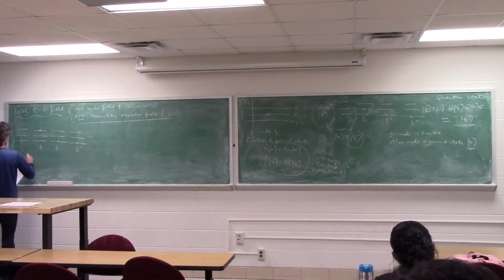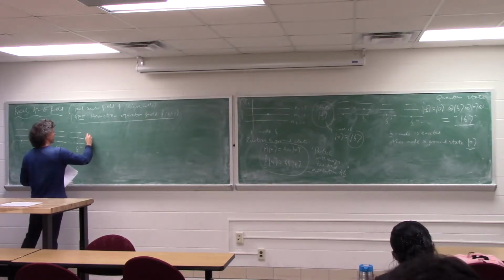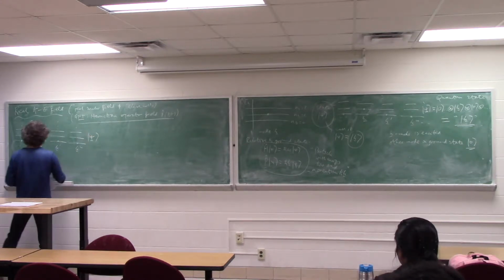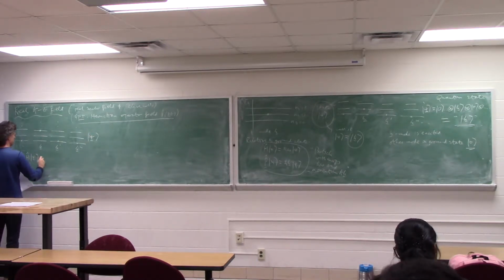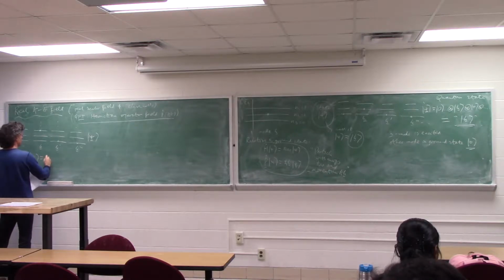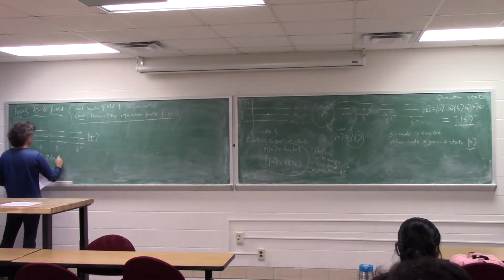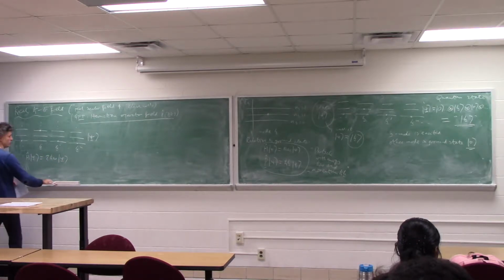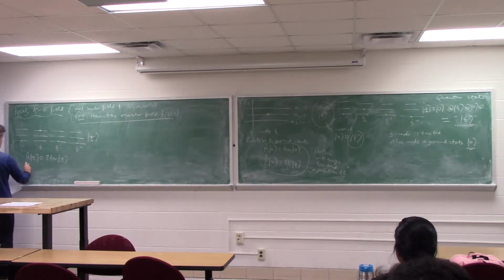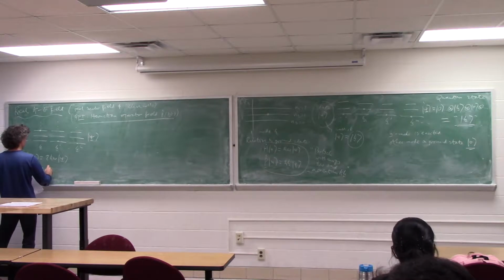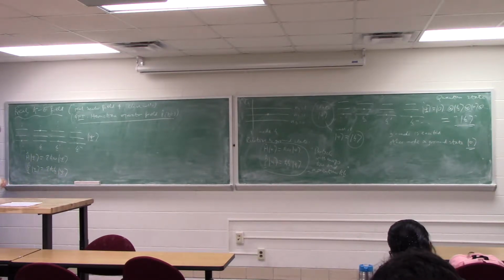What you find is that this state here, let's call it psi, relative to the vacuum, has energy 2 h bar omega. So it's an eigenstate of the Hamiltonian operator with energy 2 h bar omega. And it's an eigenstate of the total momentum operator with eigenvalue 2 h bar k.